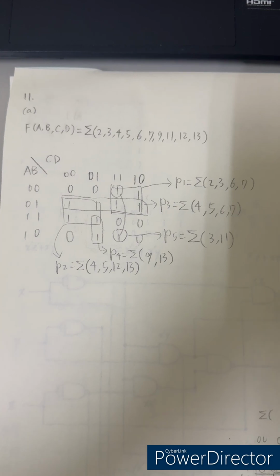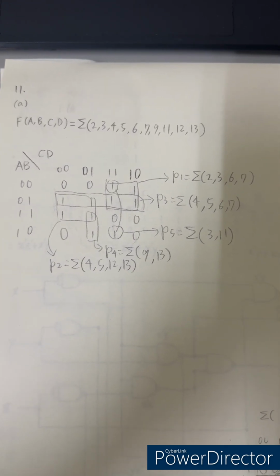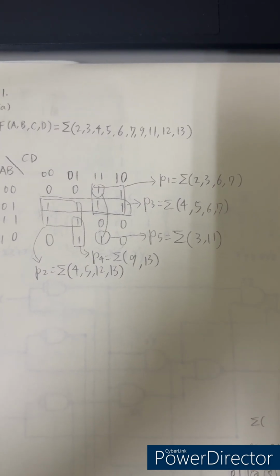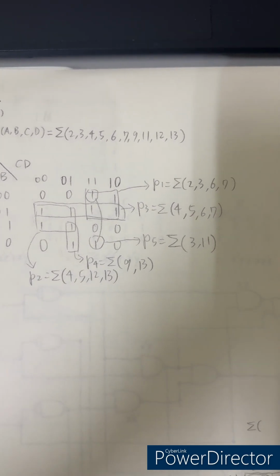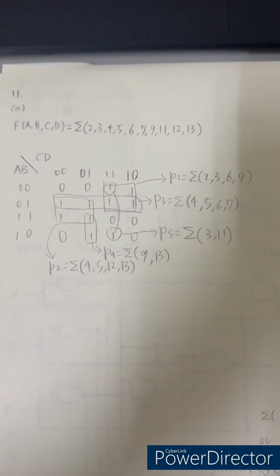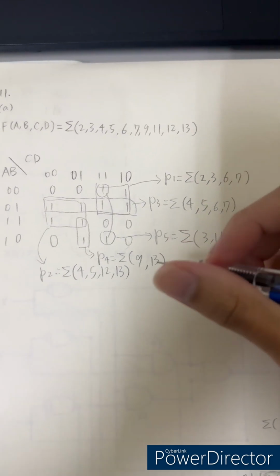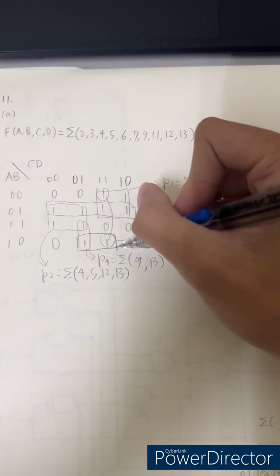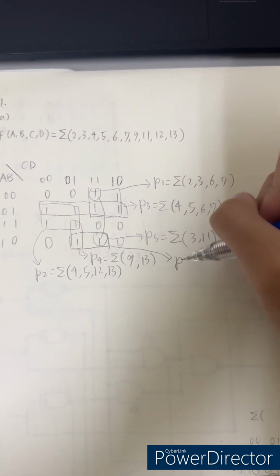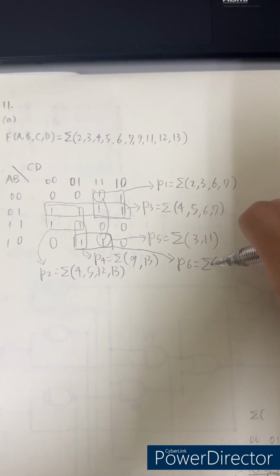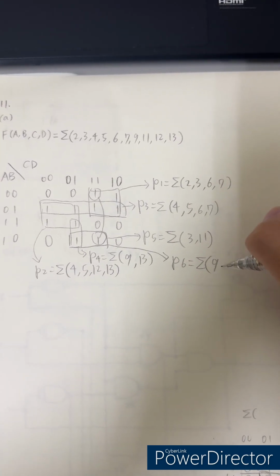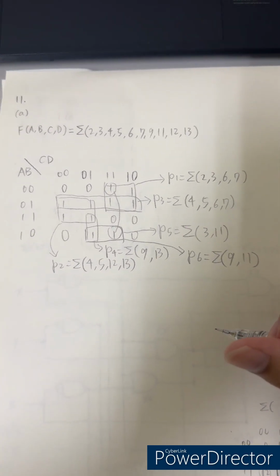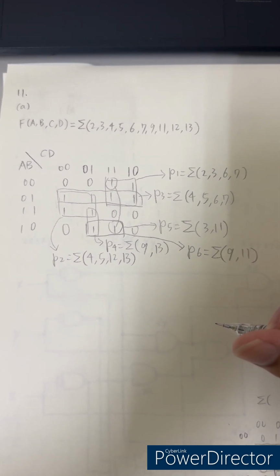Okay, we're done here. Then we need to find essential prime implicants. An essential prime implicant is a prime implicant that covers at least one minterm that no other prime implicant covers. So let's check. Oh, sorry. There's one more, P6. Minterms 9 and 11. Okay, we got 6 prime implicants, and now we need to find essential prime implicants.